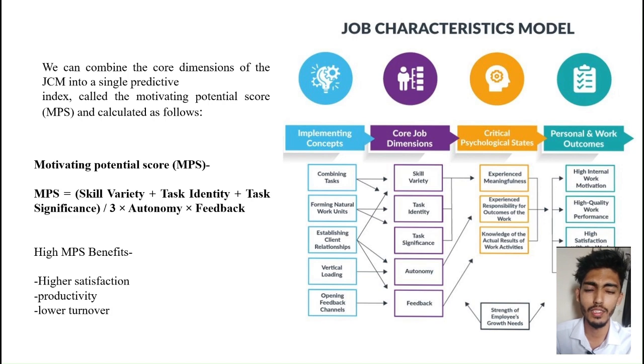My ID is P2102022141. Now I will be presenting the later part of the job characteristic model, especially focusing on the two important parts. First, critical psychological states, and second, personal and work outcomes. I will also be explaining the motivating potential score. Let's begin with the critical psychological states.